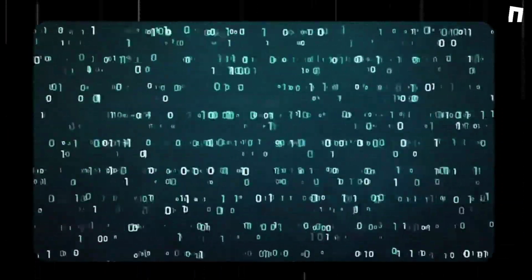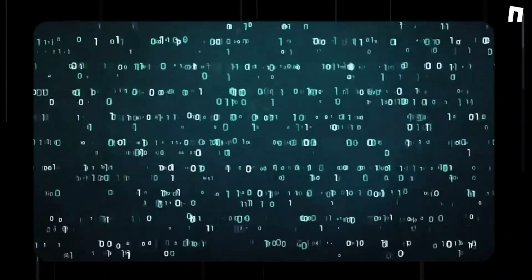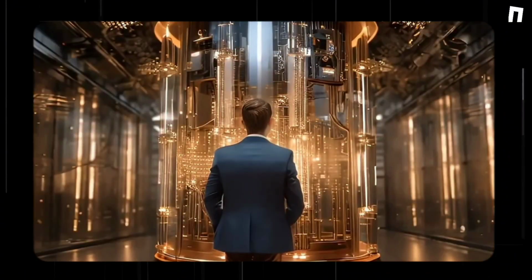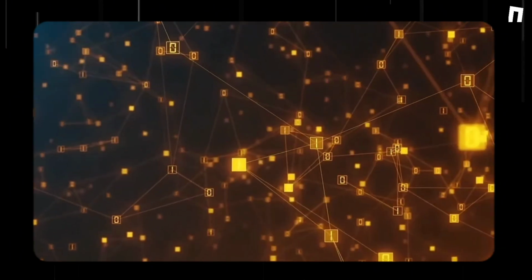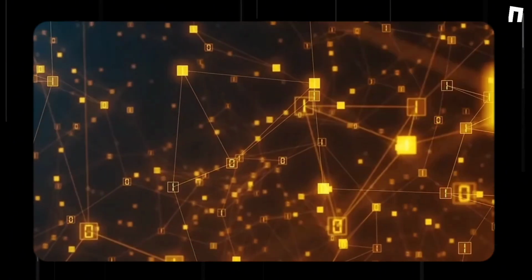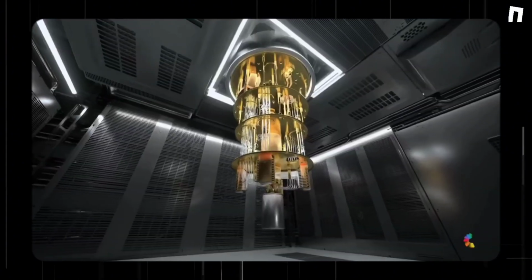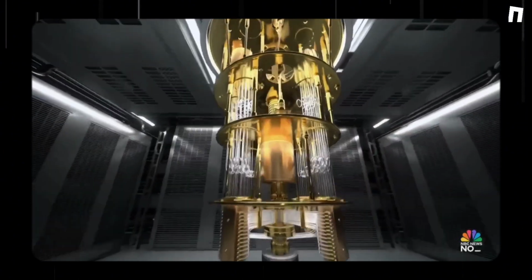Let's talk about real-world applications. This isn't just about making quantum computers smaller. It's about making them practical. Imagine unbreakable encryption protecting your personal data, new drug discoveries happening in days instead of years, climate models that can actually predict local weather patterns years in advance, and financial models that can analyze every market variable simultaneously.